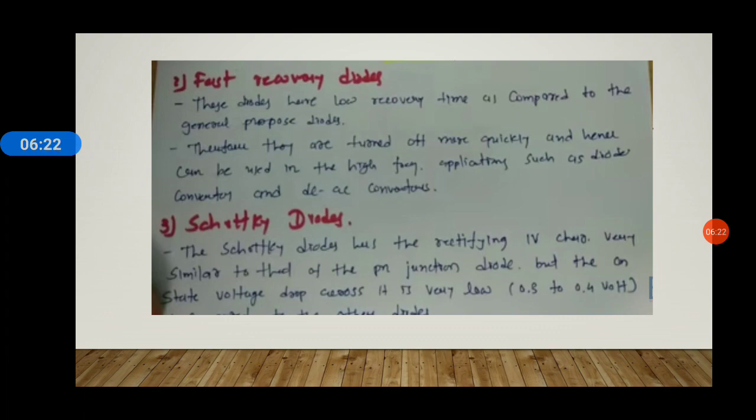Number 3 is the Schottky diode. This is very similar to a normal PN junction diode, but the on-state voltage drop is very low in case of Schottky diode. For example, in case of a regular silicon PN junction diode, the on-state voltage drop was almost 0.6 to 0.7 volts, but here it is even lesser, which is almost about 0.3 to 0.4 volts. This is the only difference between a Schottky diode and a general PN junction diode.